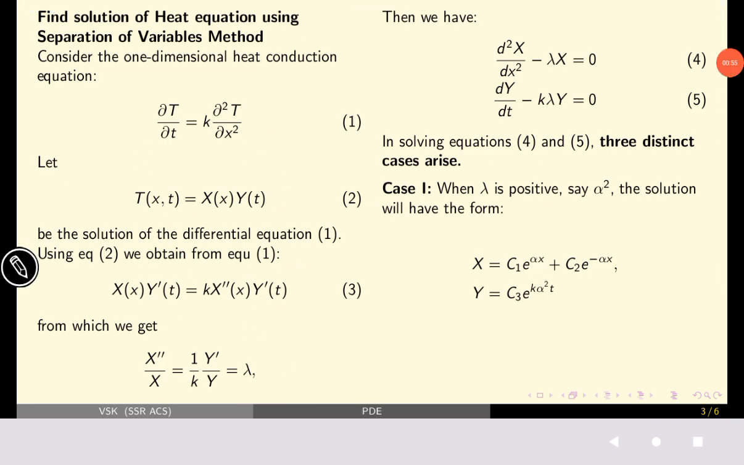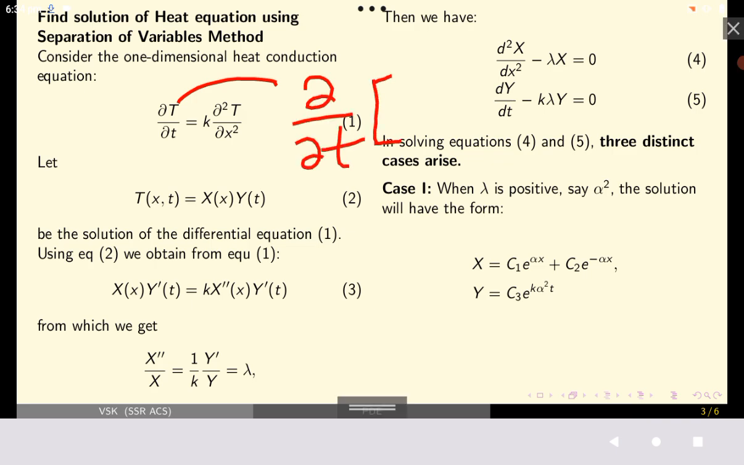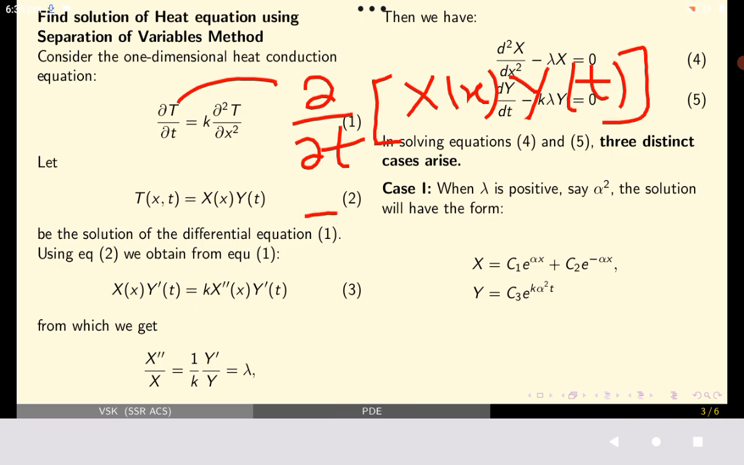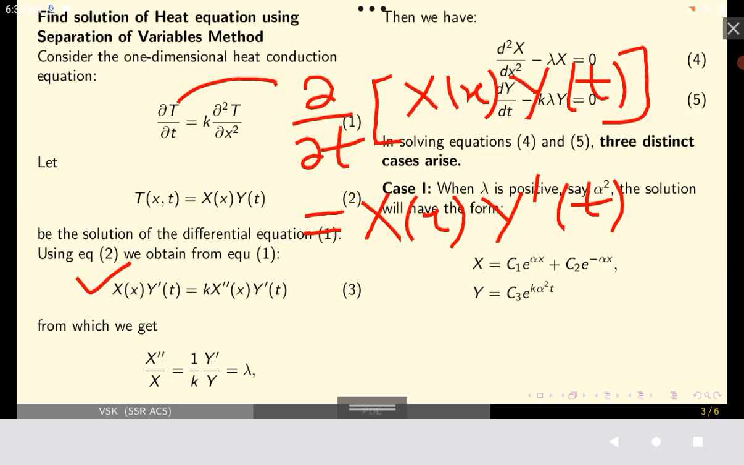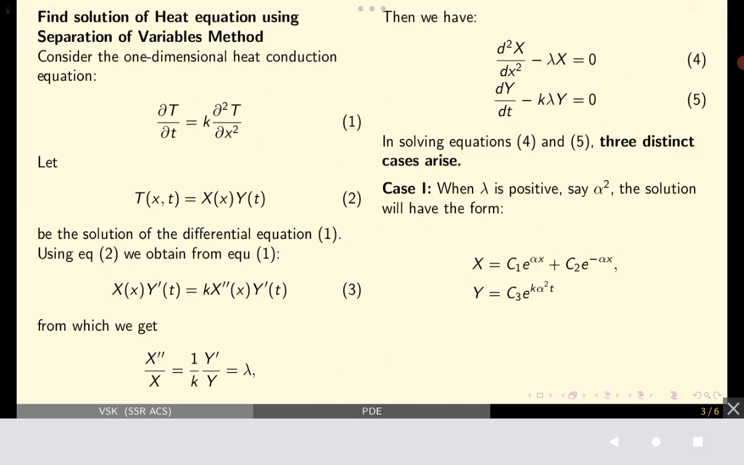How do we get these values? Simply see the first expression. This will become del by del t of X(x) into Y(t). Because we have to find the partial derivative with respect to t, X(x) will come out as a constant, and this becomes Y'(t). So this is the value we have obtained over here. Similarly, from this we can easily get this one. Now this equation can be written like this, and we write lambda, which is called the separation constant.